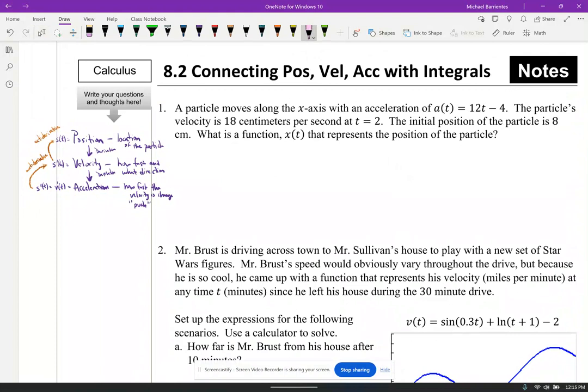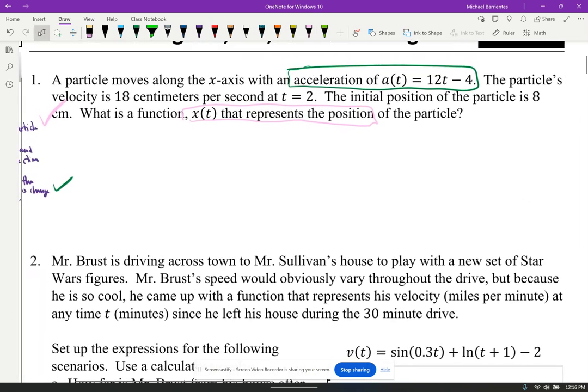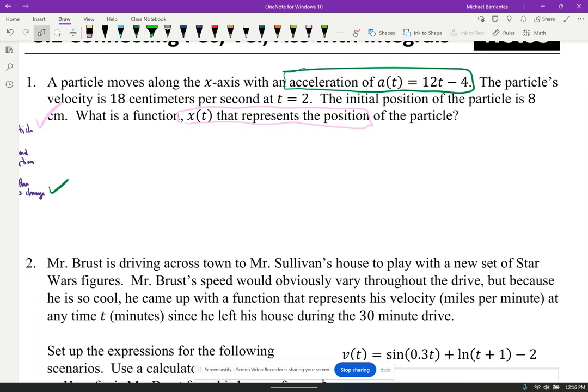Okay, so let's think about what we want, and then let's think about what they give us. We're starting here, and we want to end up here. So in the course of our work, we will have to do two integrals or antiderivatives. We have to go backwards to get the velocity first, and then go backwards again to get the position. All we're doing is the reverse of what we did before.